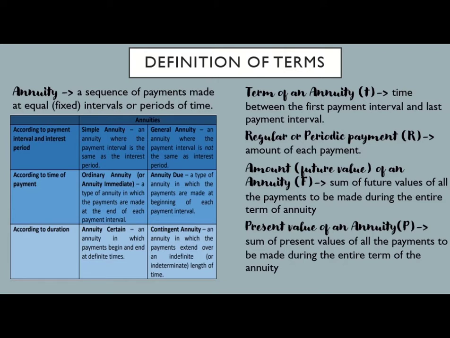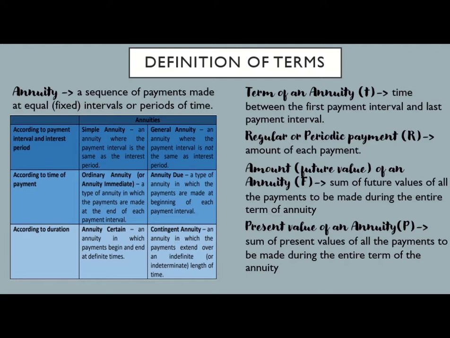Okay, next is the term of the annuity or yung T. That is the time between the first payment interval and last payment interval. So, dito yung T or yung time niya, dapat lagi siyang naka-years. Then, regular or periodic payment or yung R, yan yung amount of each payment.